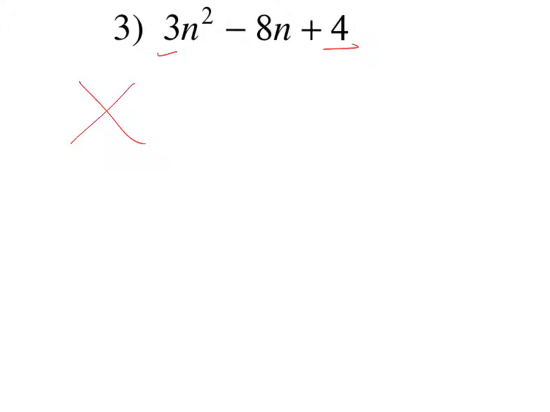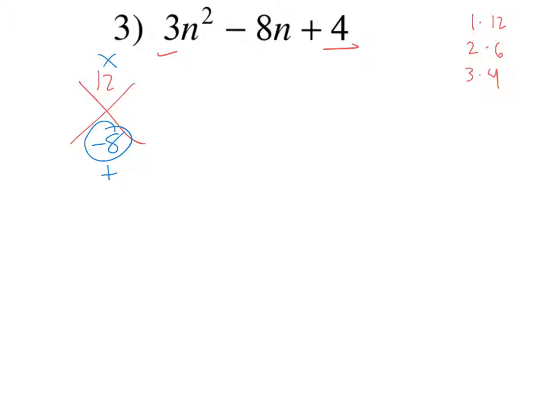Alright, I got A times C. So I got 3 times 4, I got that 12. What number's going on the bottom there? What number are you putting right there? Bam, good, negative 8. Okay, so we're looking for two numbers that multiply to give us 12 and add up to negative 8. So we'll make a list, right? Let's think of all the numbers that give us 12: 1 times 12, 2 times 6, 3 times 4.